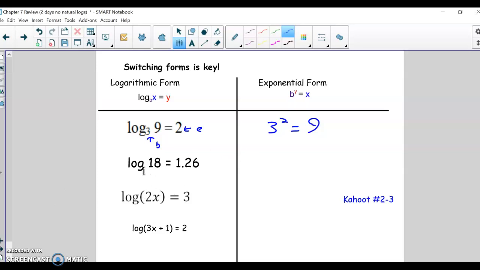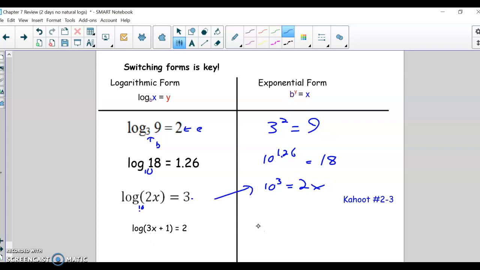Okay, so here the base isn't written, but it's 10. So we have 10 to the 1.26 equals the value of 18. Next one, again, it's a base 10. So I'm going to do 10 cubed equals 2 to the x: base, exponent, value. And you can actually see as we solve a log equation, that's how you solve it. You switch forms. Because at this point, we pretty much have the answer. 10 cubed is, I think, 1,000. And then just divide that by 2. So when you solve, you're going to want to switch forms.